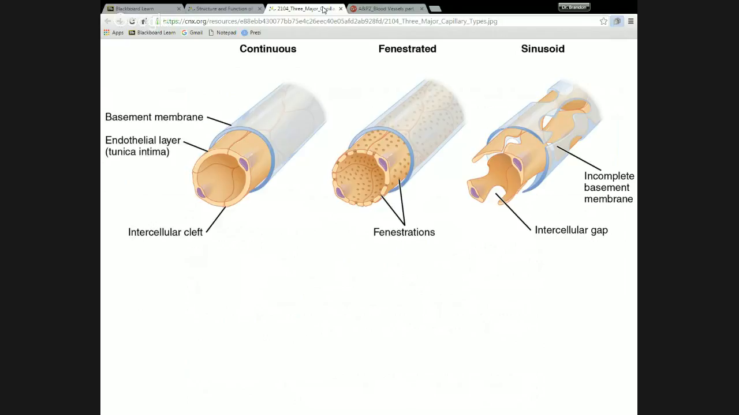What type of capillary do we find fenestrated? Right. I didn't tell you about fenestration, did I? Okay. So I did tell you that fenestrated or fenestrations mean little windows.